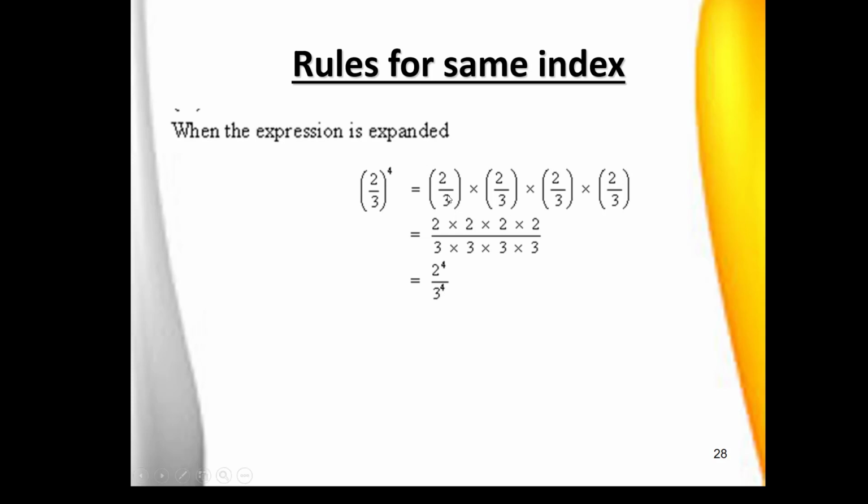You can see the whole expanded form. You see, 2 over 3, 2 over 3, 2 over 3, you multiply it 4 times. So the 2's are all multiplied together to get 2 power 4. The 3's all multiplied together to get 3 power 4. Therefore, in general, if you have (a over b) to the power x, it is just a to the x divided by b to the x.